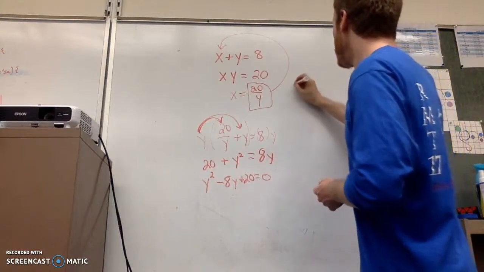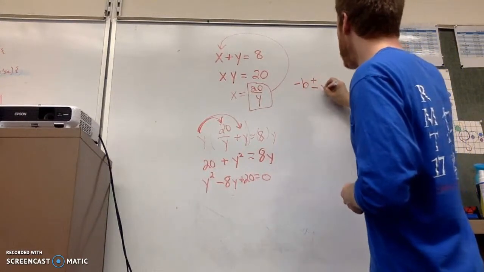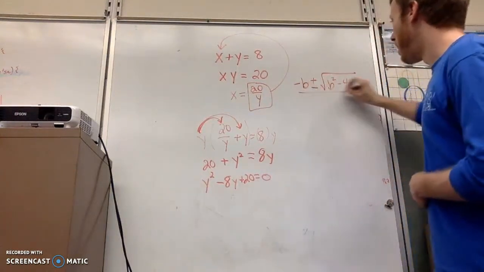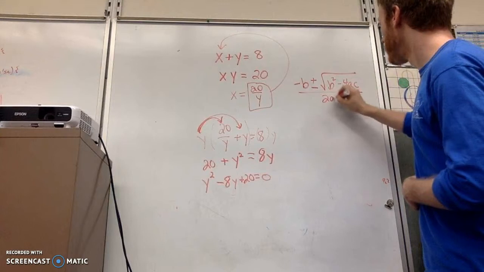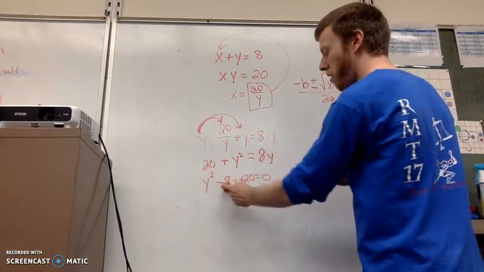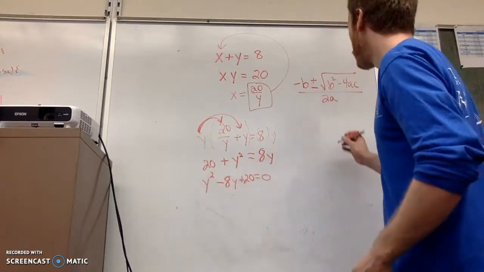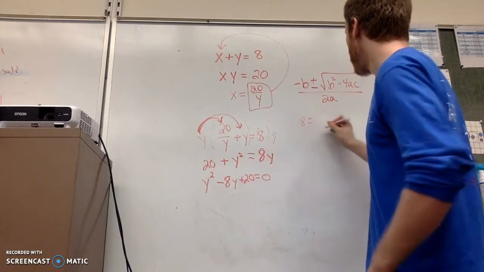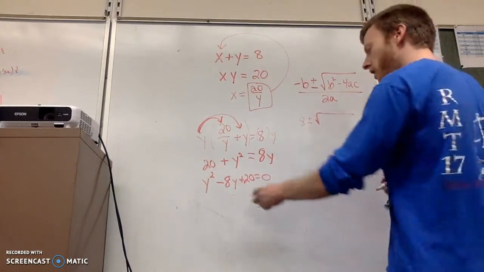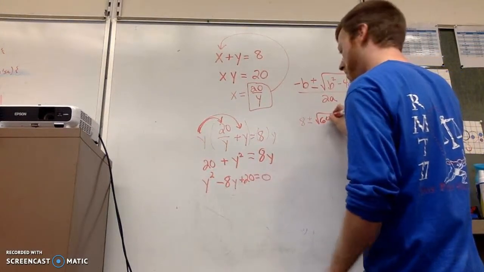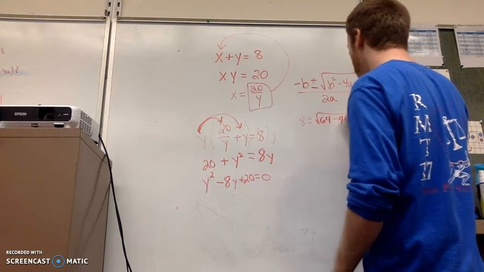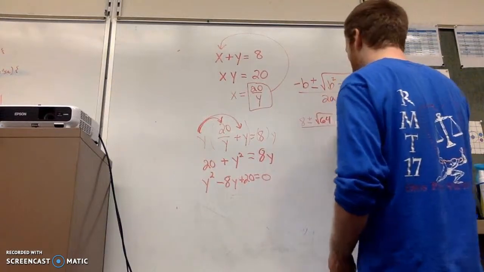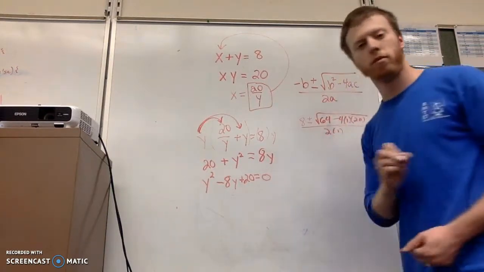So we have to resort to the quadratic formula. We have opposite b plus or minus the square root of b squared minus 4ac, all over 2a. Plugging in what we know, a is 1, b is negative 8, and c is 20. So we go ahead and plug that in. We have opposite, that's 8, plus or minus the square root of negative 8 squared, which is 64, minus 4 times a, which is 1, times c, which is 20, all over 2 times a, which is just 2 times 1.